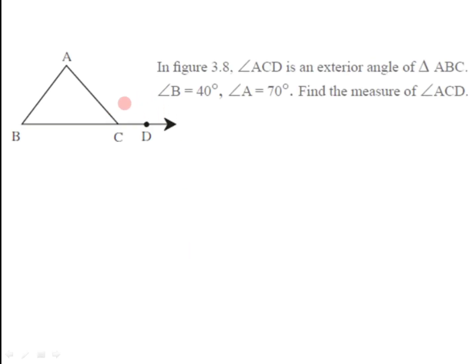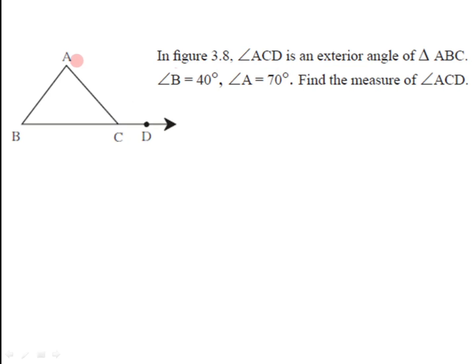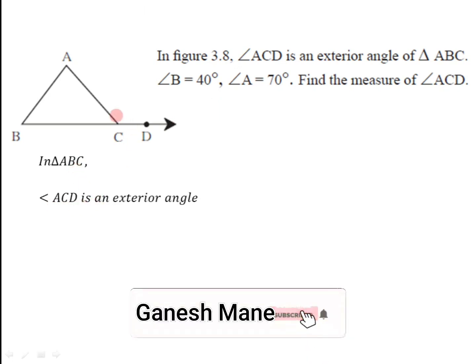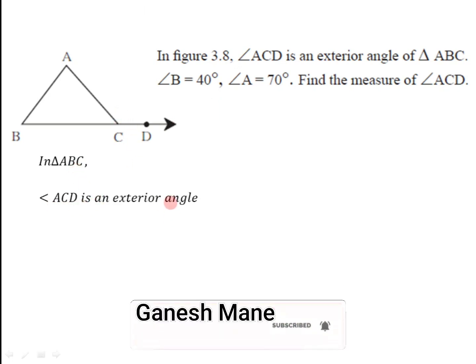The diagram is given. The question is: angle ACD is an exterior angle of triangle ABC. The measure of angle B is 40 degrees. The measure of angle A is 70 degrees. And from that we have to find the measure of angle ACD. So as in triangle ABC, angle ACD is an exterior angle of the triangle.